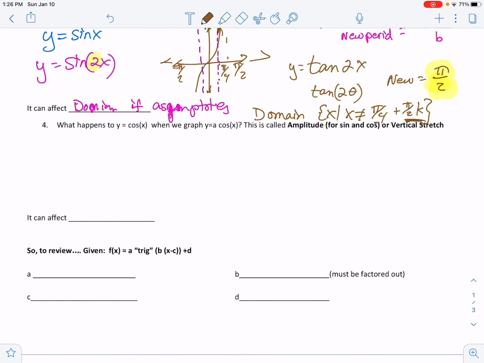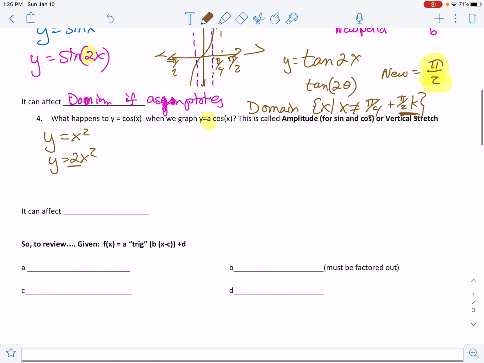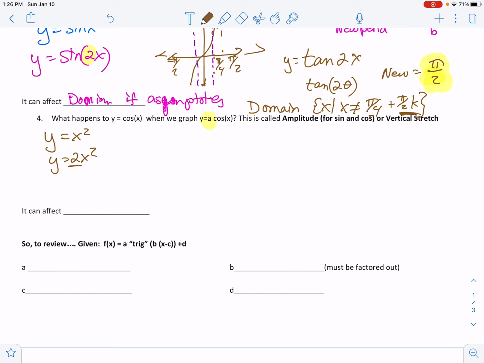All right, phew. The last thing is we have a letter out front. Usually if I have y equals x squared, and then I have y equals 2x squared, that 2 stretches the graph, makes it tall and skinny. Well, it's going to do the same thing. It's a vertical stretch, if it doesn't have amplitude. So that is tangent, cotangent, secant, and cosecant.